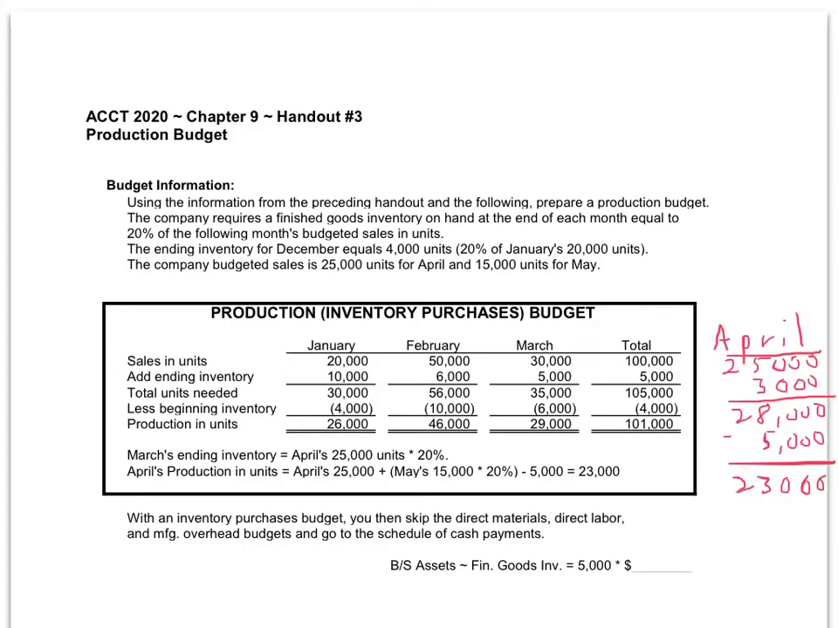But that is what April's production is going to be. So I rewrote that here for you. I think it's easier to see it in a format like this. April's total needs are 25,000. Their desired ending inventory is 3,000, that's 20% times May's 15,000. Then you minus the 5,000, the ending inventory of March, which becomes the beginning inventory of April. So April's production is 23,000.